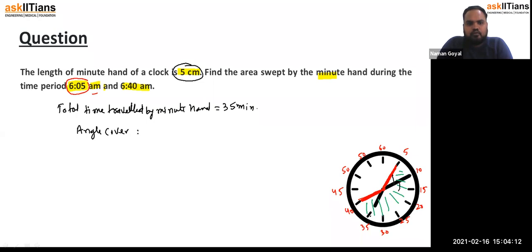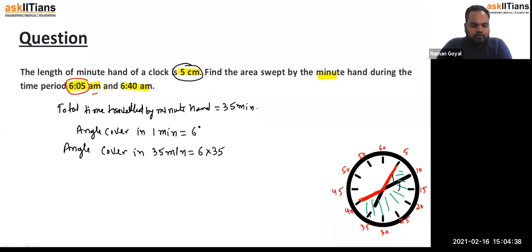So the angle covered in 1 minute is 6 degrees, and the angle covered in 35 minutes is 6 into 35, isn't it? Are you getting my point? So 35 into 6, we got 210 degrees. So how much angle does it cover in 35 minutes? 210 degrees. Now for the area we need two things.